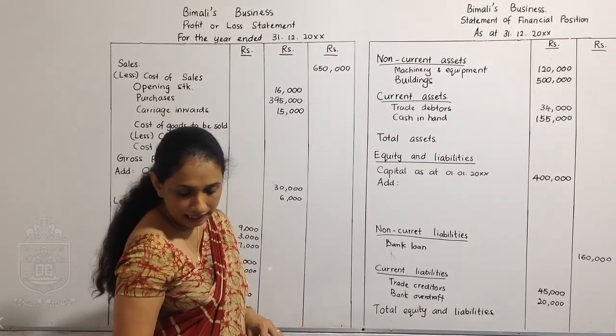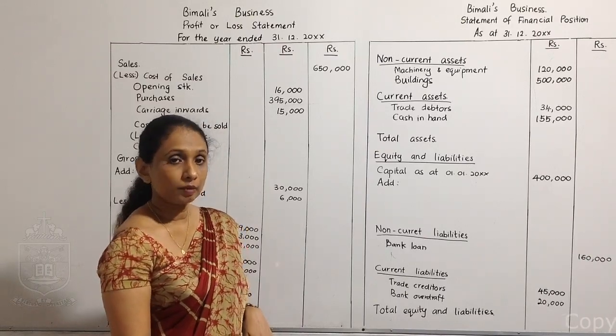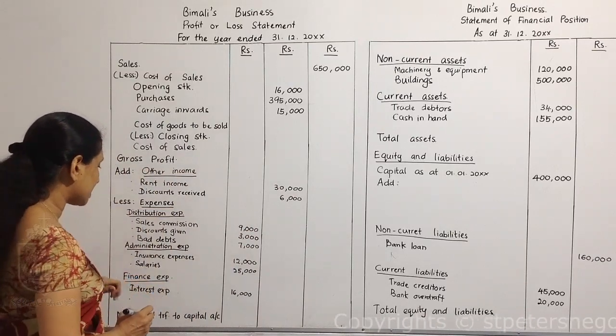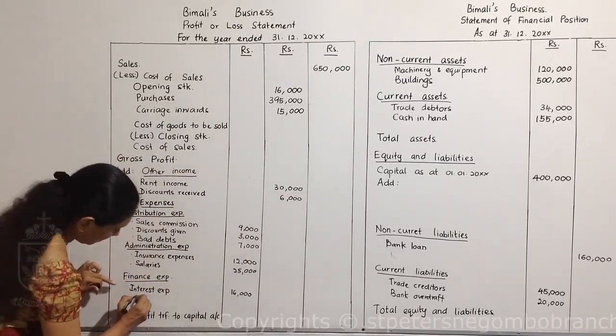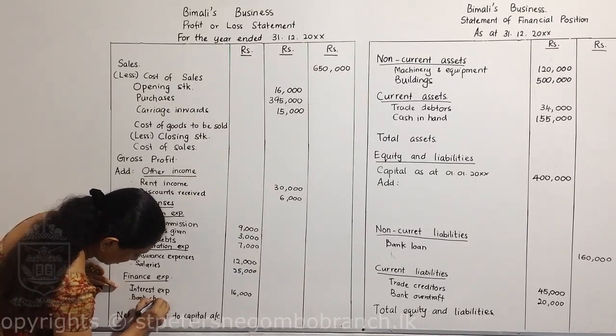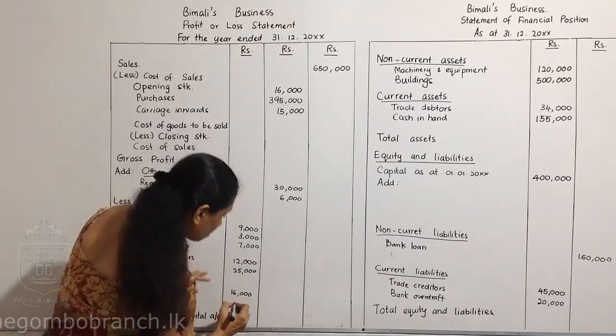The last line item in the trial balance is bank charges, again a finance expense which will go to the profit or loss statement under the finance expenses category. Bank charges, it's 4,000.